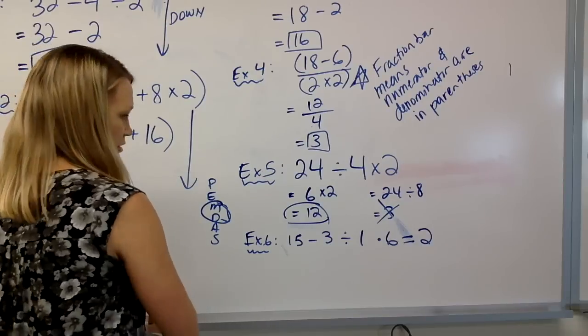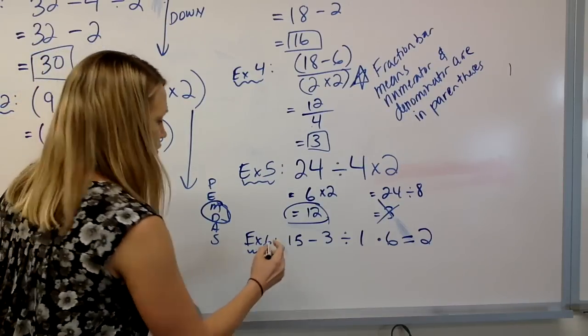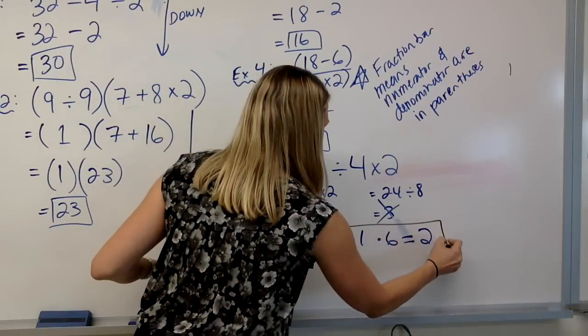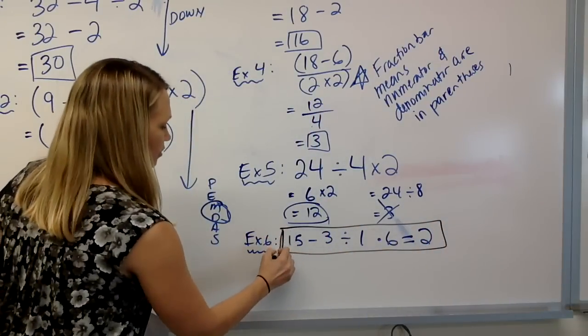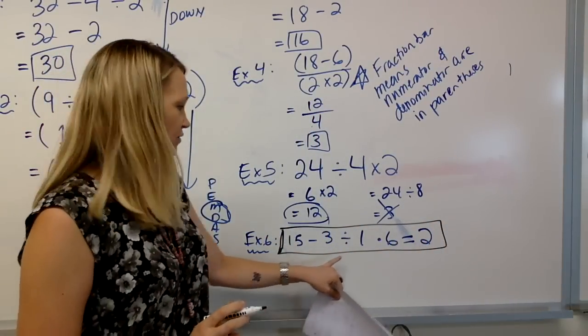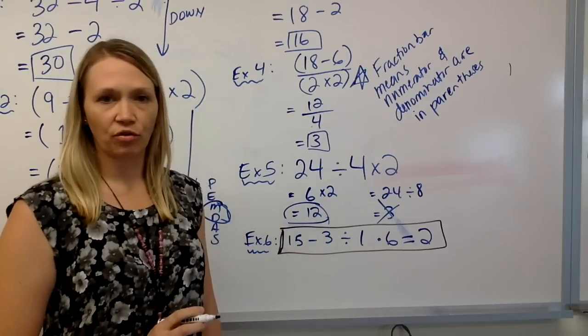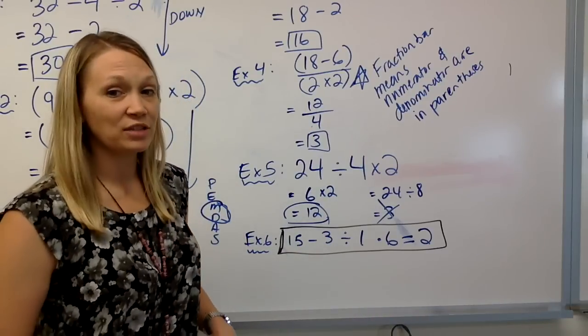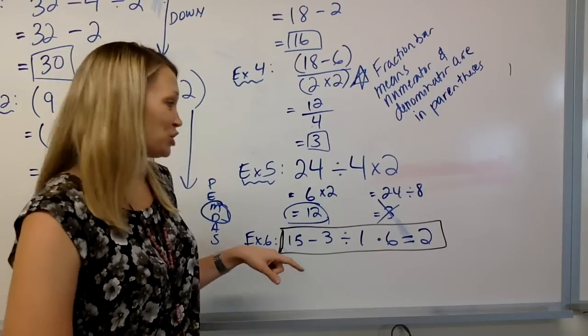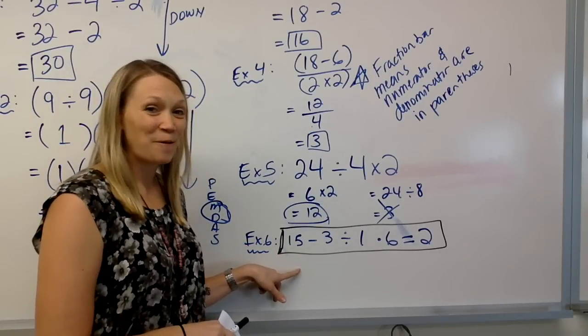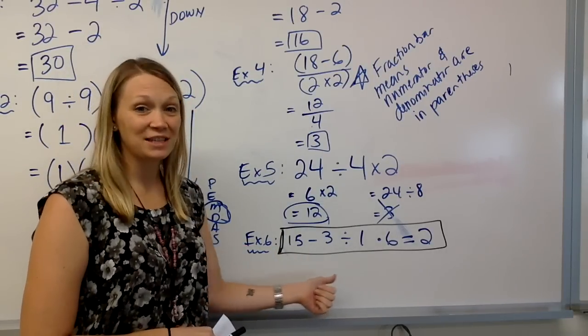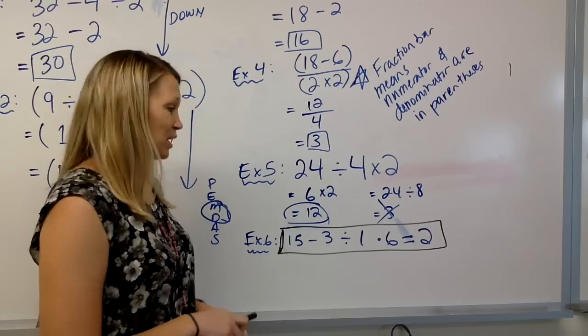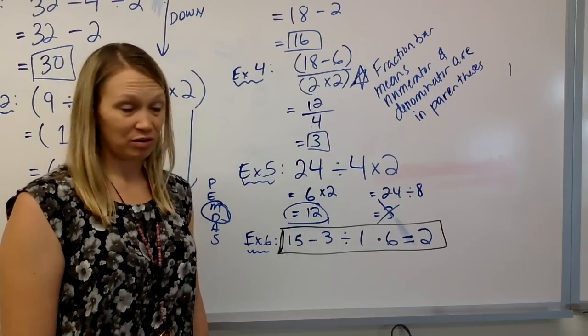Okay? I hope you can see this on the video. I'm sorry for the smudging. Okay, there's my problem: 15 minus 3 divided by 1 times 6 equals 2. Your job here isn't to solve this. Your job is actually to put in the parentheses. There are parentheses that go into this problem to make it true, because right now it's not true.